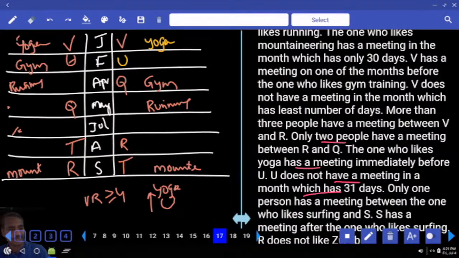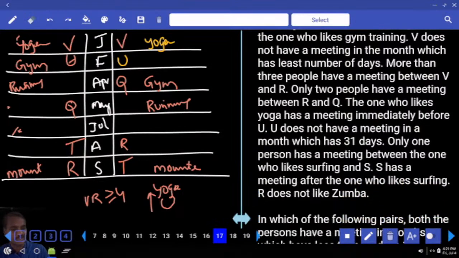Then, and next one, only one person between S and surfing. Now between S and surfing, there must be exactly 1. Can you have S at this place? Now if you have S at this place, then 1 between S and surfing is not possible. S cannot be here. Hence where should this S be? S is here. Then surfing is here. S and surfing. Now here, can you have S at this place? Not possible. Now this is the only possibility for this S.